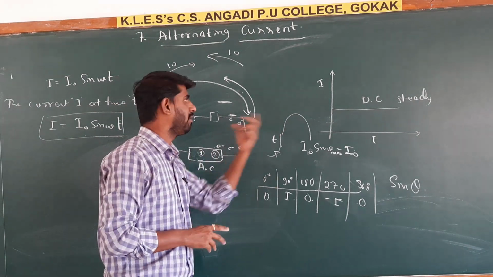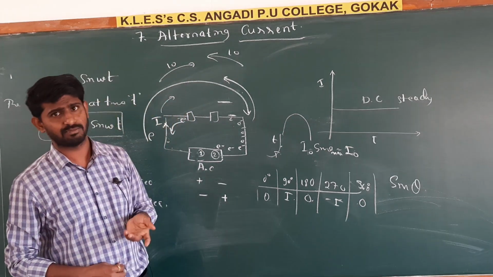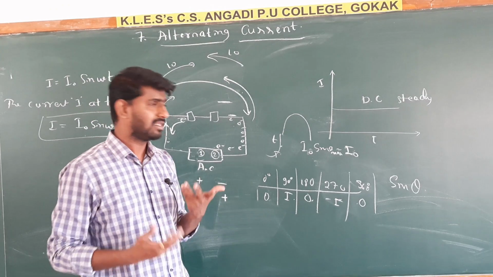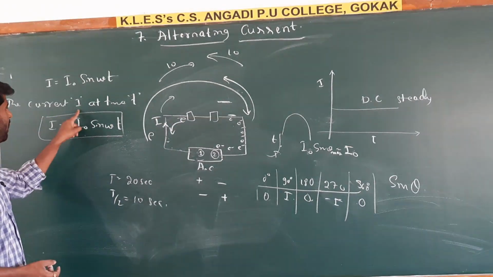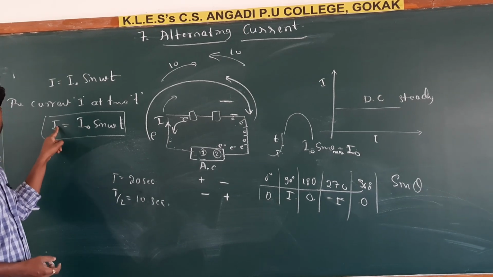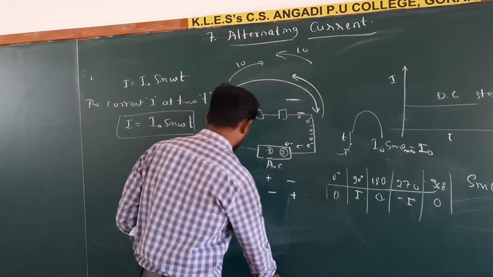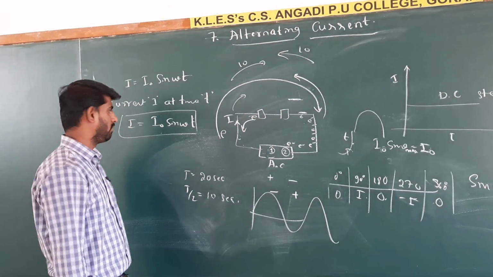Okay, and we know vibration is SHM, simple harmonic motion, and we know the expression for simple harmonic motion, y is equal to a into sin omega t. The same thing here, I equal to I naught into sin omega t. So where I naught is the maximum value of this function. So I call this the amplitude. So this is the maximum value, or you can say the current amplitude.